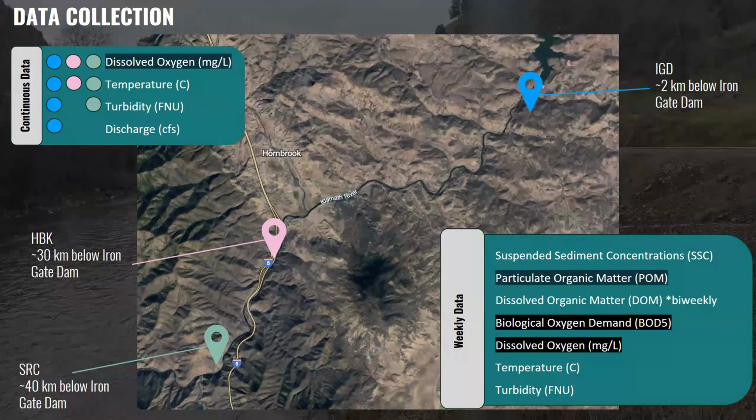We also collected samples to bring back to the lab for analysis every week to assess suspended sediment concentrations, particulate organic matter, dissolved organic matter, and we also conducted 5-day biological oxygen demands of water samples every week. These samples had bed sediment, and we also had samples without bed sediment, so we could separate the sediment oxygen demand from the suspended sediment and the biological oxygen demand. So with all that said, we just got all of these data back 2 weeks ago. So what we're going to look at today are continuous dissolved oxygen measurements just at our Iron Gate Dam and our Shasta site. And we'll be looking at our weekly particulate organic matter, BOD5, and weekly DO data just at our Iron Gate site.